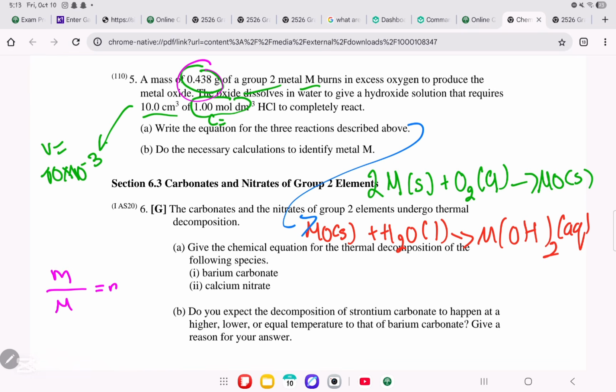Now what can we also deduce? We can find n by another method, which is n equals C times V. Perfect. We have concentration and we have a volume, so we will be able to solve it. But how will we be able to solve it?